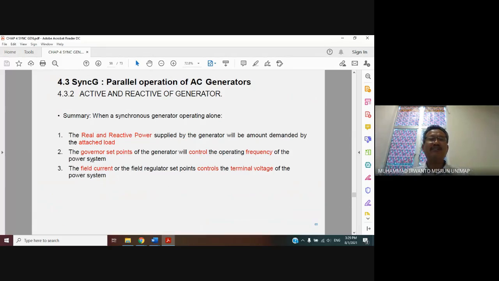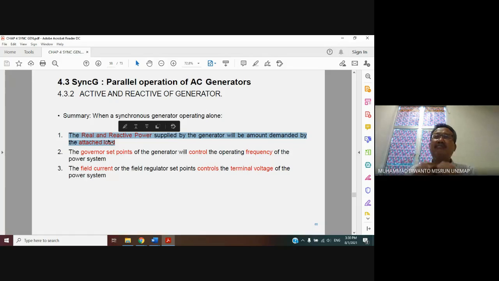Okay, now asymmetry for the one generator operating alone. The real and reactive power supplied by the generator will be the amounts demanded by the attached load. For example, one generator capacity is 5 MVA, the apparent power. I have 5 MVA.